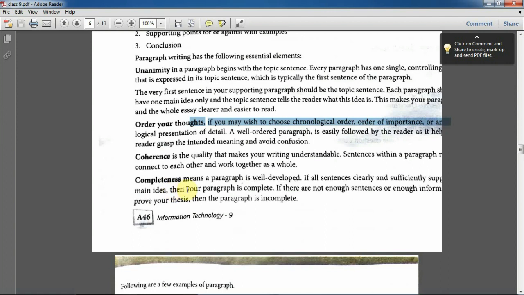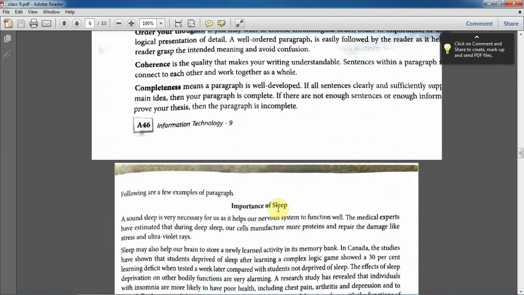Then completeness means a paragraph is well developed. If all the sentences clearly and sufficiently support the main idea, then your paragraph is complete. If there are not enough sentences or enough information to prove your thesis, then the paragraph is incomplete. So if your information is incomplete, and the reader does not understand what you are writing about, your paragraph will be marked as incomplete.